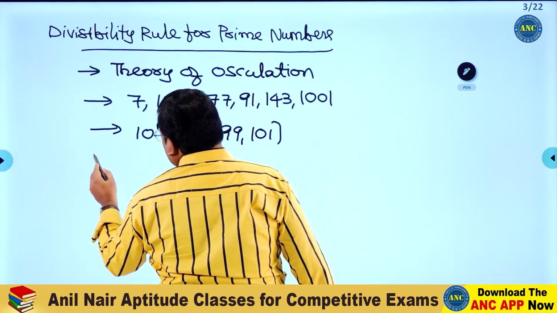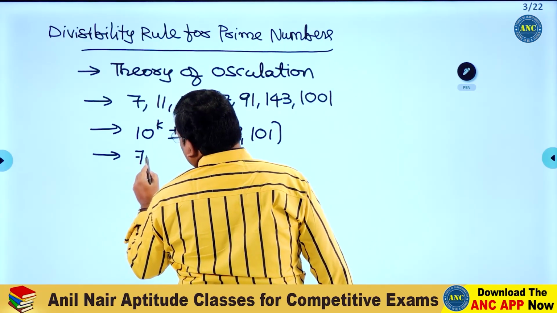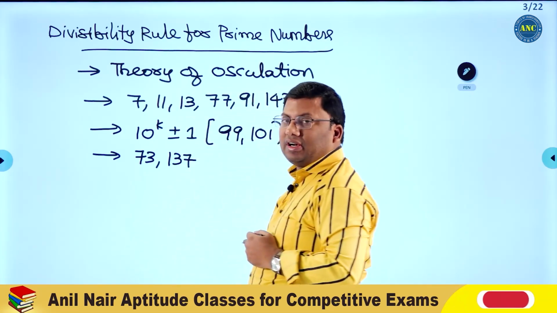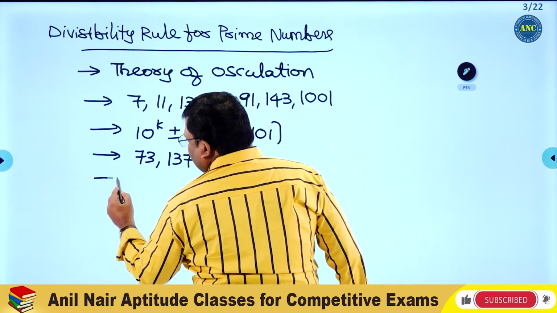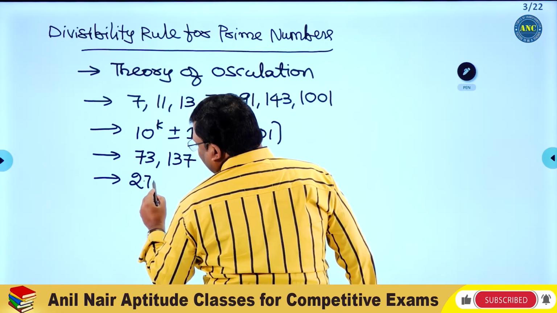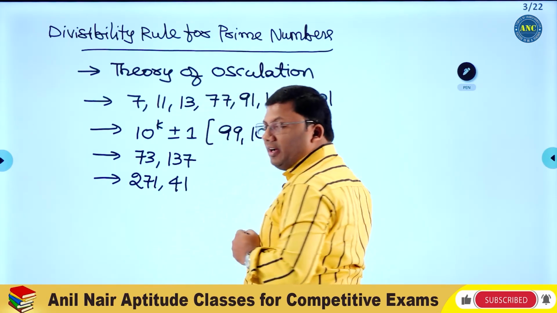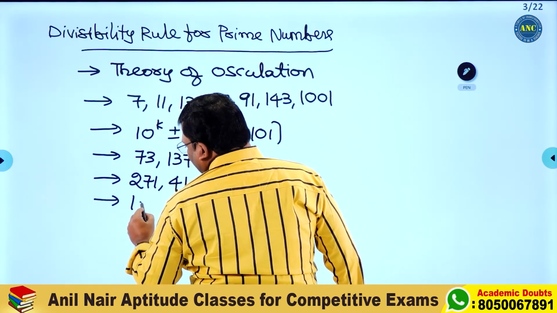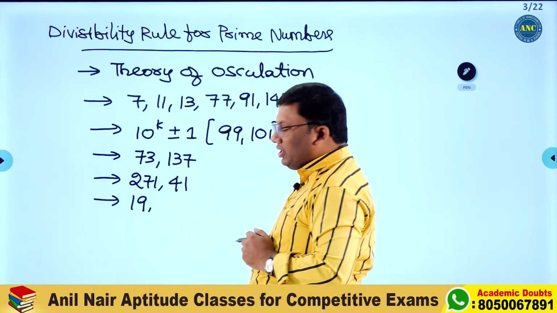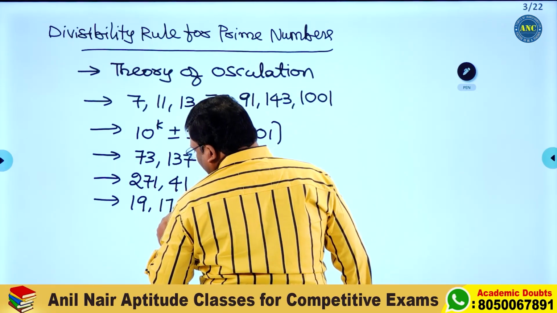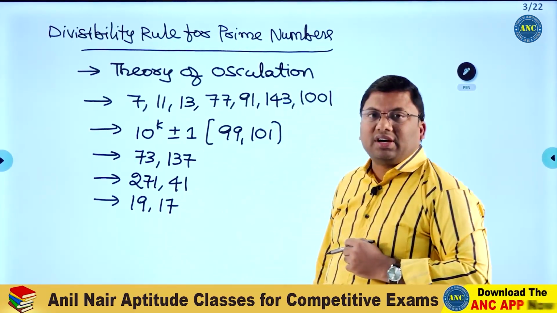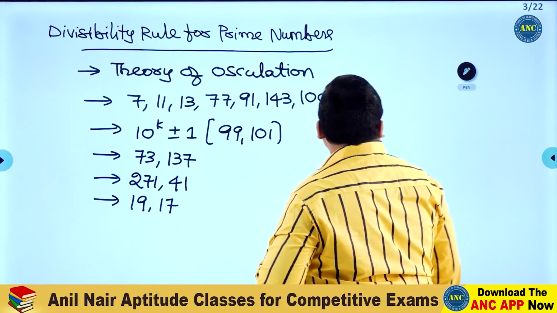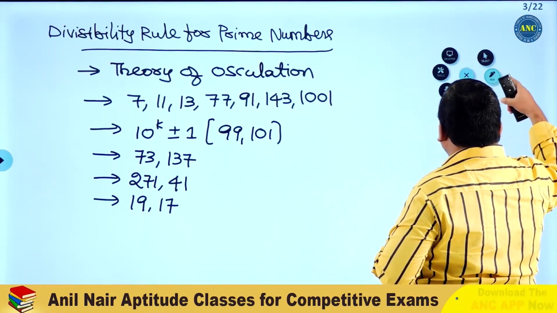Then we will also discuss the divisibility rule for 73 and 137, followed by the divisibility rule for 271, 41. Then we will discuss the divisibility rule for 19 and 17. This is a very special class where we are finding the divisibility rules for a prime number.